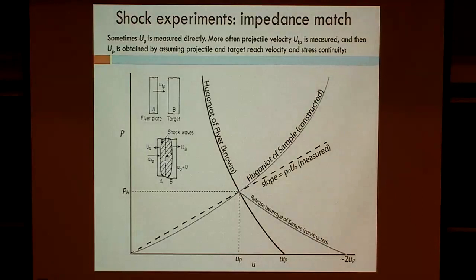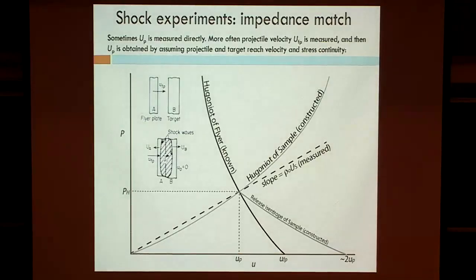Okay, usually the things that we measure are the initial density of the sample, the shock velocity as it goes through the sample, and the velocity of the projectile. But what we want to know is the particle velocity. Okay? And so we have an extra trick that you need to understand, which is called impedance matching, which simply states that the pressure and the particle velocity in the projectile and in the target are going to be equal after they hit each other.